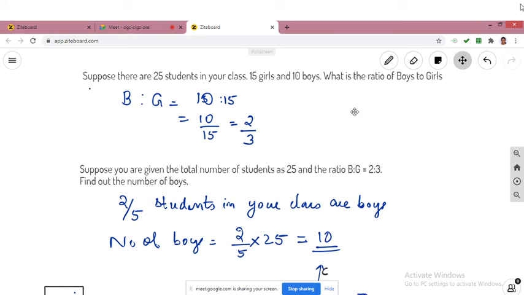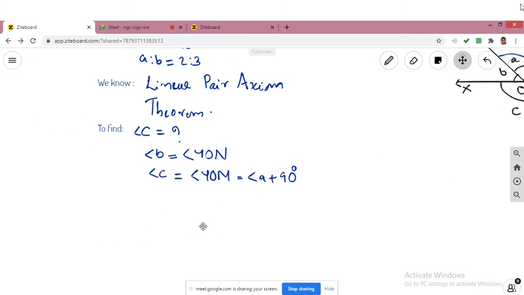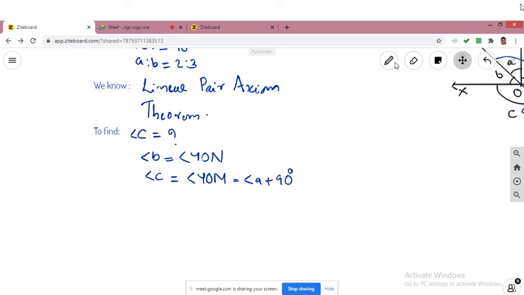So did you understand how I solved this problem with ratios? Yes, ma'am. So similarly, we are going to use the same method and solve our problem here. So we are given that A is to B is 2 is to 3, right? So A is to B is 2 is to 3. So we need to find the angle. Okay, let's take angle B.